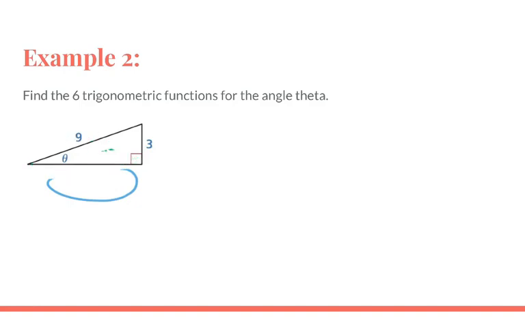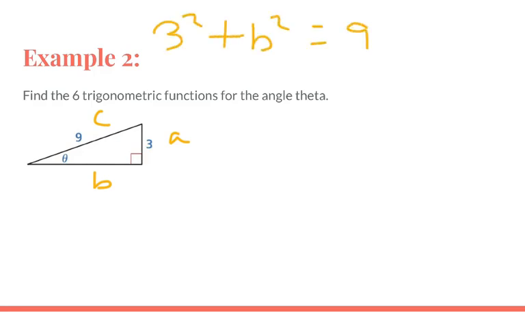So the side that I'm missing is a leg, which is either A or B, whichever one you want to call it. Just to make it simple, let's make this one A, this one B, and this one C. So before I get started with the trig functions, let's do the Pythagorean theorem to solve for that leg. So I would set it up like this. A squared, which is 3, so 3 squared, plus B squared equals C squared, which is 9 squared. So let's solve that out. 3 squared is 9, plus B squared equals 9 squared is 81. Subtract 9 from both sides and you get 72. So I got B squared equals 72.